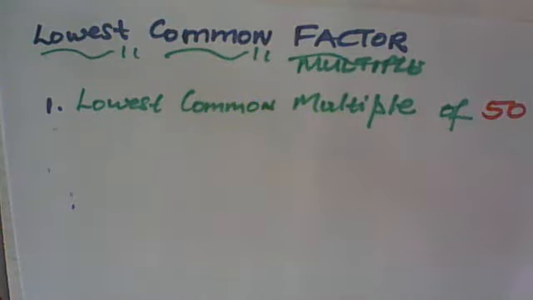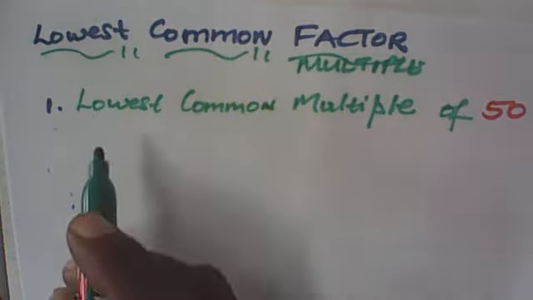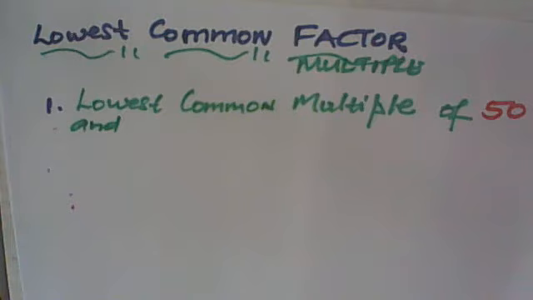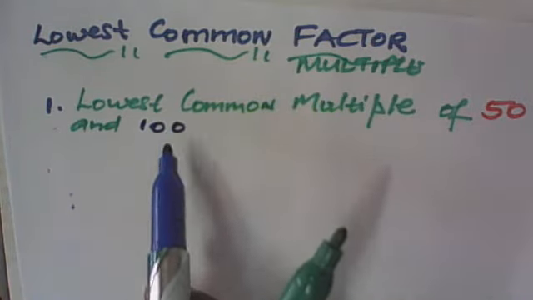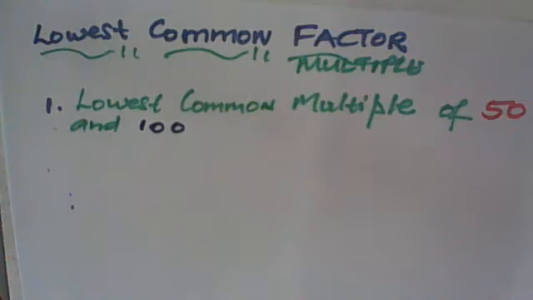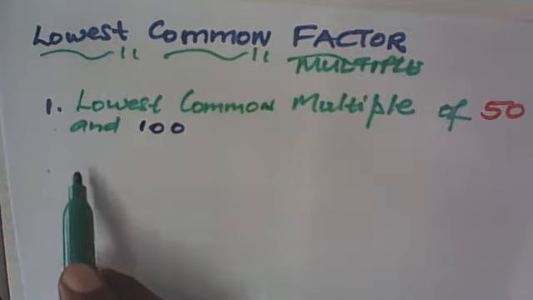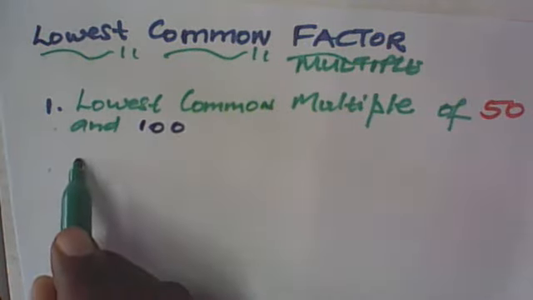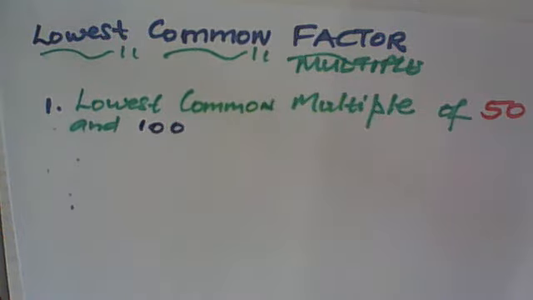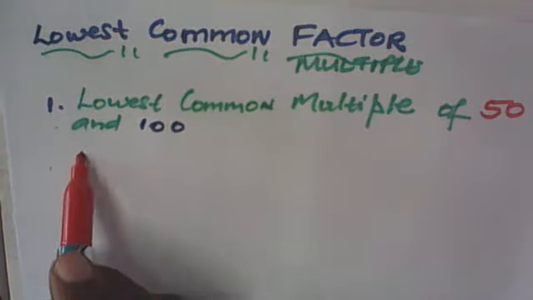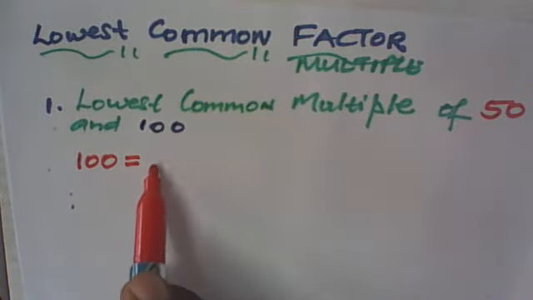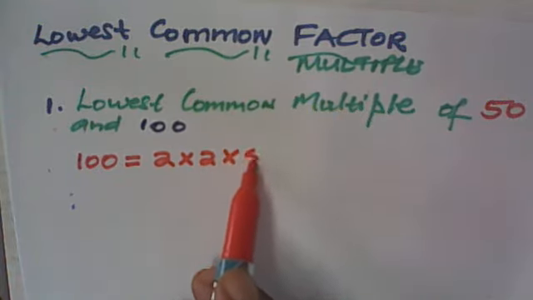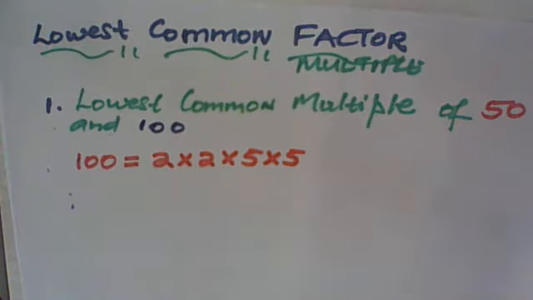50 and 100. And 100. How are we going to do that? By using a calculator. Repeat the process. You are going to get 100 is equal to 2 to the power 2, which is 2 times 2, then times 5 to the power 2, which is 5 and 5, and this is it.